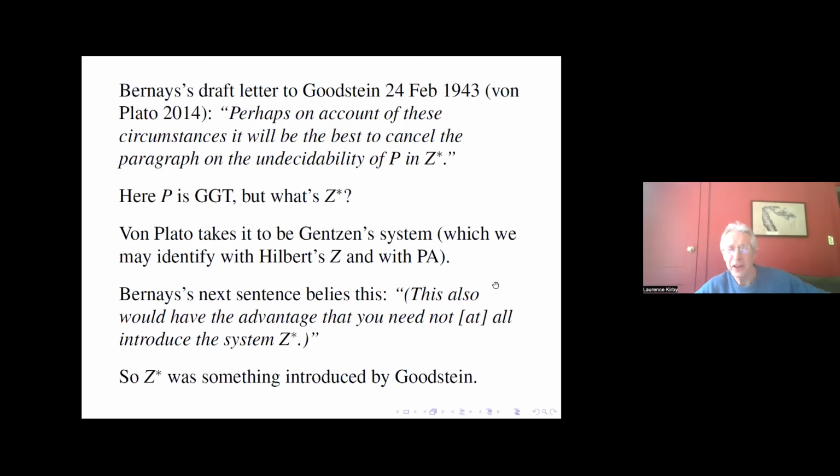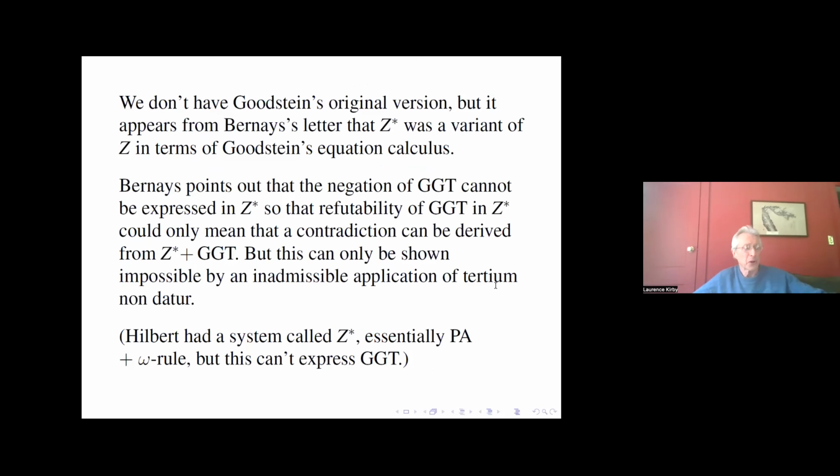And also, Bernays' next sentence suggests that Z star is something else, because his next sentence says, parenthetically, this would also have the advantage that you need not at all introduce the system Z star. So Z star was something that was introduced by Goodstein. And here's where we get to the historical sleuthing, because if we look at Bernays' letter more closely, there's only one reasonable thing that Z star could have been, which is basically expressing arithmetic in terms of Goodstein's equation calculus, so allowing free function symbols but no quantifiers.